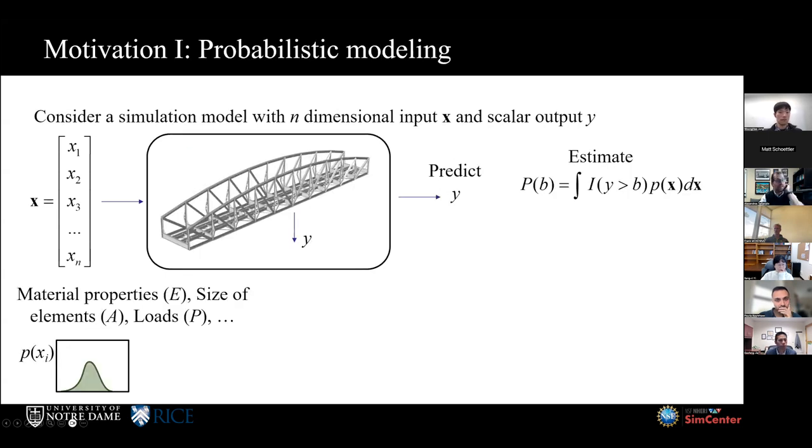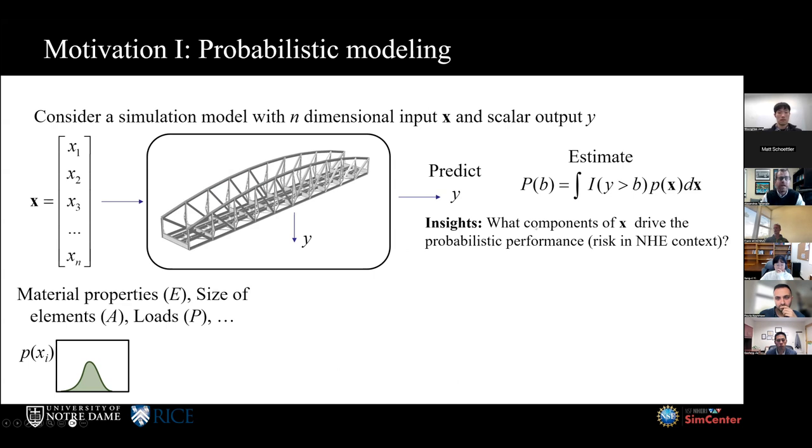I'm going to start with probabilistic modeling. My model now is going to be a truss bridge. Y is going to be the displacement, for example, in the middle of the truss. And X in this case is going to be my random variables. It could be material properties, size of elements, loads that are uncertain. I have some probability distribution, and ultimately I'm estimating the probability that the displacement is going to exceed some threshold, the failure probability, for example.